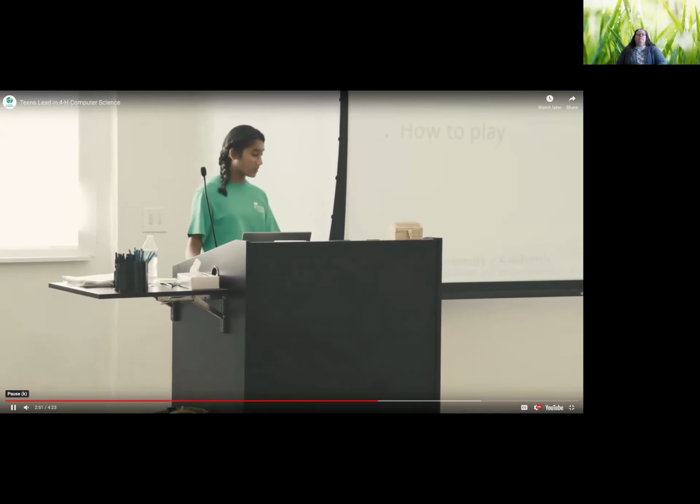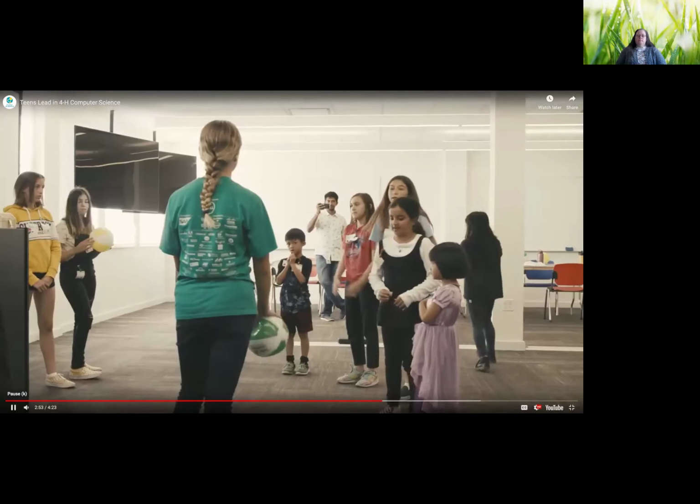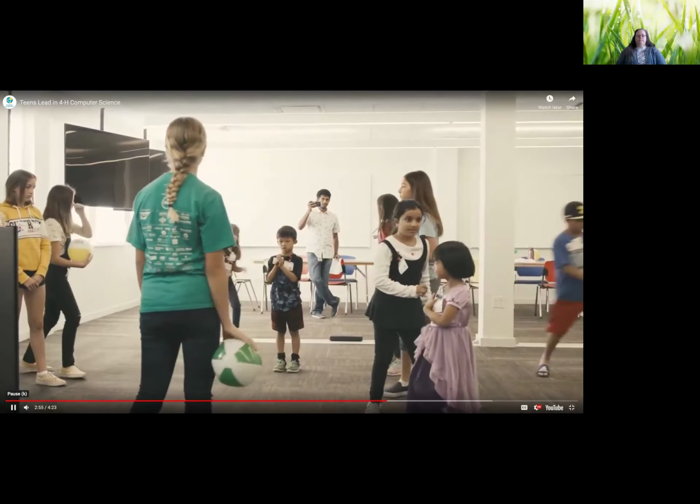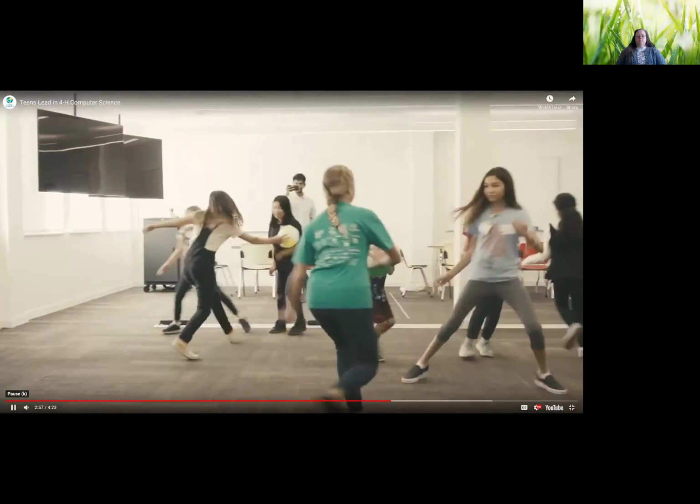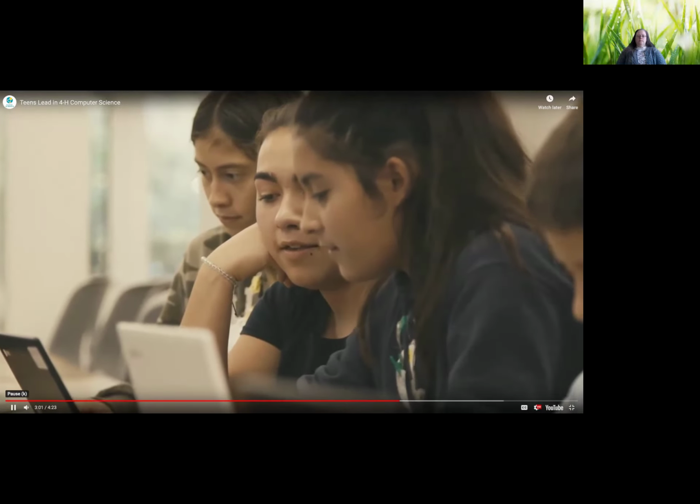So we integrate computer science with other aspects of 4-H. We have a summer camp where we did some unplugged activities. So we're gonna create our own version of conditional tag. 3, 2, 1, go.